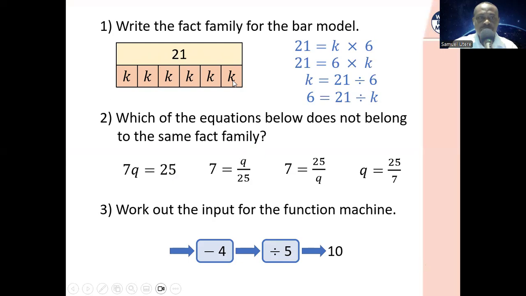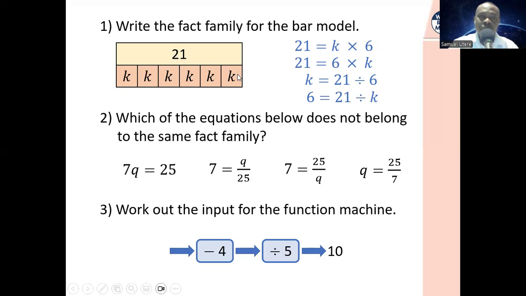Now if you think about it, from our very early lessons, this means 6 lots of k, which we can write as k times 6 or 6 times k, which is this one. Why? Remember, multiplication is commutative, so we can swap the 6 and the k around. Now, this can also be represented as 21 divided by 6 equal to k. So it's like saying 21 split into 6 equal parts according to this bar model will give us k.